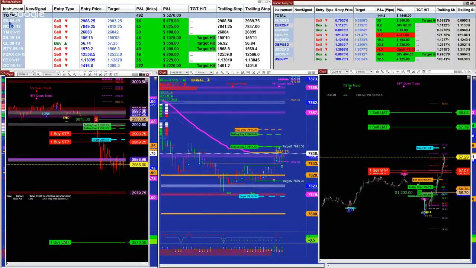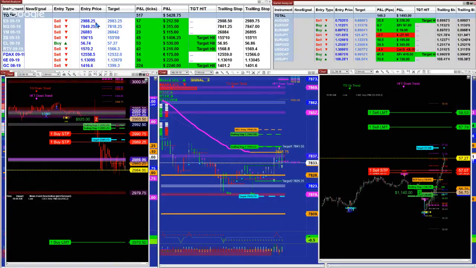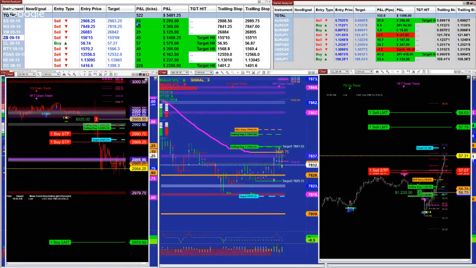As you see here, the ES, you'll get a signal here on the left upper corner. It says a new signal. It says a sell, and then it gives you the 288.25 entry target for today, and 29.83.25 is the target. We are 16 ticks from the entry signal, not the whole day.